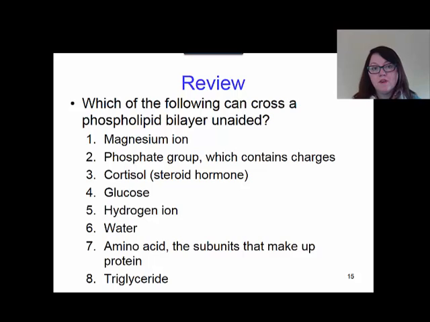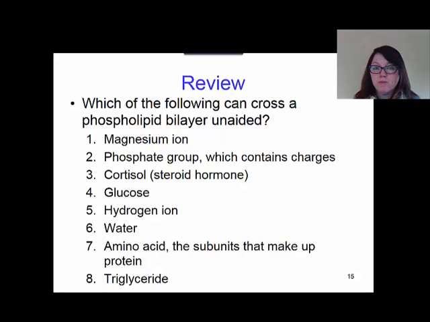See if you can take a minute and figure out which of the following items can cross a phospholipid bilayer unaided. So go ahead and pause the video and try to determine whether or not each of the following things can cross. All right, so let's take a look at number one, a magnesium ion. So a magnesium ion is an ion, so it carries charge. And anything with charge cannot cross the phospholipid bilayer unaided. A phosphate group, which also contains charge, cannot cross the phospholipid bilayer unaided.